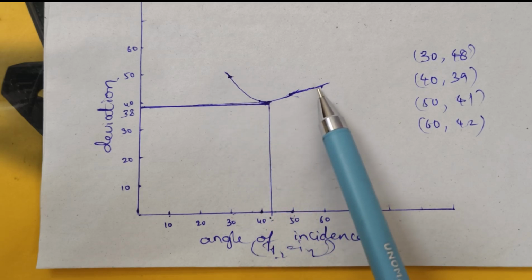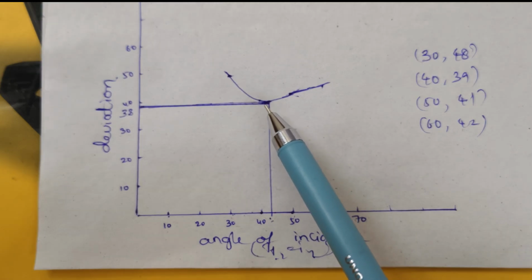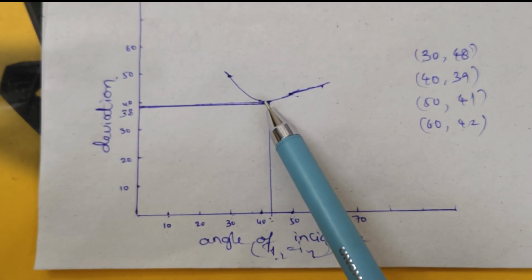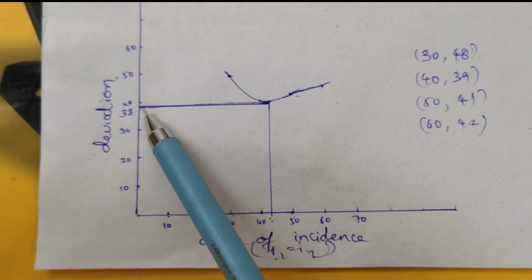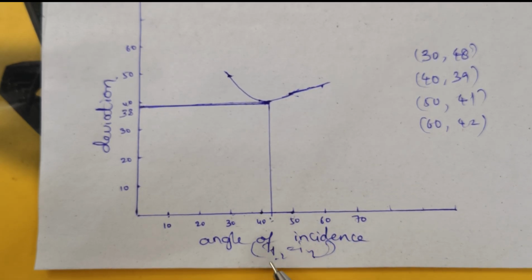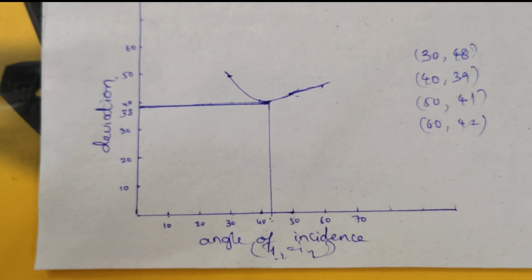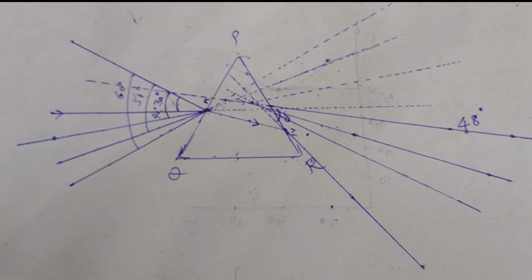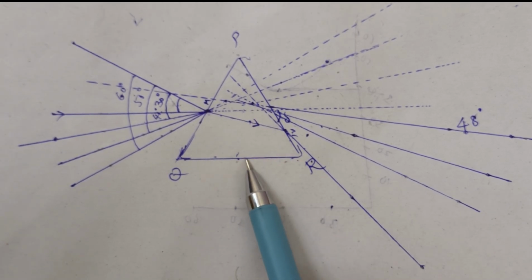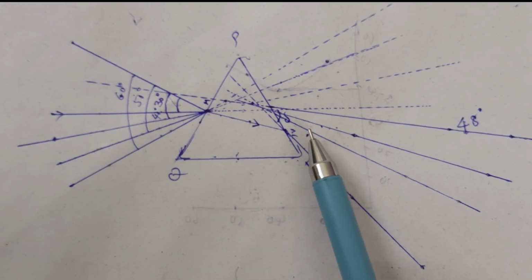Later, join those points with a smooth curve. We should not use straight lines. Later, from the bottom of the curve, draw two normals, one on the y-axis, another on the x-axis. The y value gives here the angle of minimum deviation, and the x value will give the angle of incidence and angle of emergence, which will be equal here. I told you already that when the incident ray deviates to the minimum, this line will be parallel to the third side, this side, and here the angle of incidence and angle of emergence will be the same.